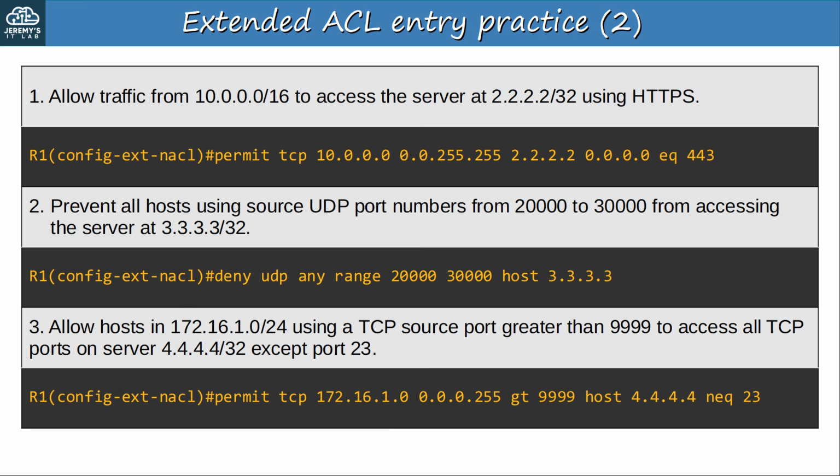The protocol is TCP, the source IP is 172.16.1.0/24, the source port is anything greater than 9,999, the destination IP is 4.4.4.4/32, and the destination port is anything except 23. Quite a specific entry, but that's the power of extended ACLs.